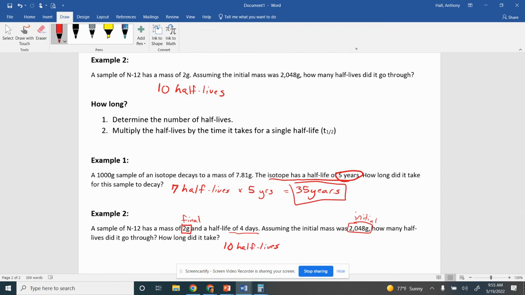And then lastly, we need to multiply that by however long a half-life takes. And how long does a half-life take? 4 days. So 10 times 4? 40 days. So that tells me that it took 40 days for this sample to decay. If we had these particular numbers, it would take 40 days for this sample to decay.